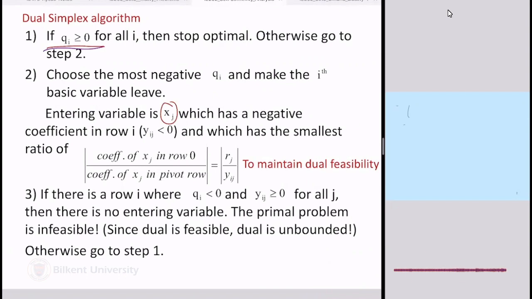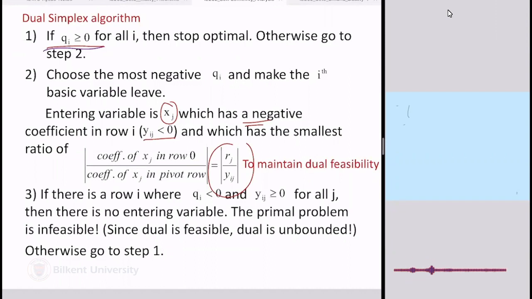So first of all, it has to have a negative coefficient. Be careful. In simplex, the ones which had the negative coefficient were not working. This time, it has to have a negative coefficient, and it has to give me the smallest ratio of Rj over Yij in absolute value, because Yij is negative and Rj is positive. So you look at the negative entries and look at the ratio of row 0 over the y.